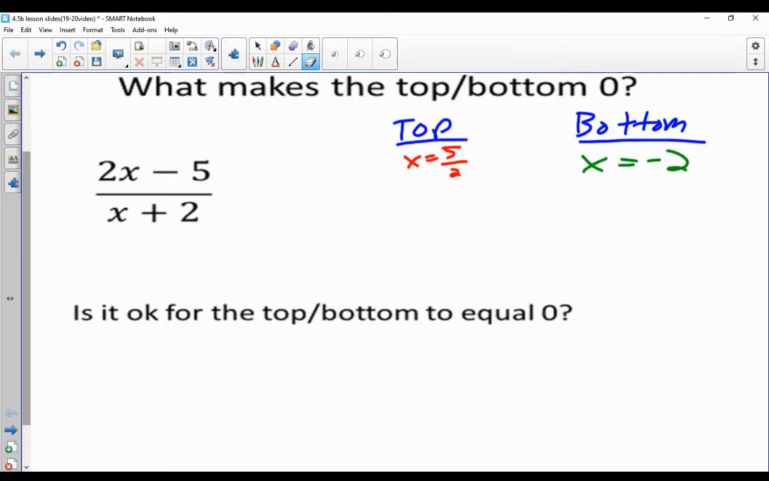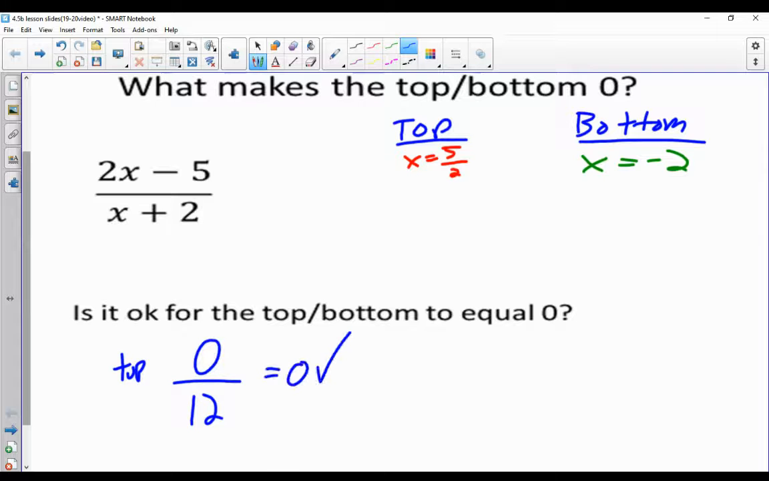But now here's the question. Is it okay for the top or the bottom to be equal to 0? Some of you probably already know the answer to this, but let's just be careful. Let's say you have a fraction where the top is equal to 0, like 0 over 12. If you do 0 divided by 12 in your calculator, you'll end up getting 0. And that is a normal number, so that is totally okay.